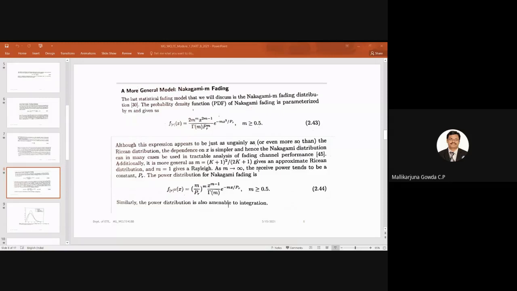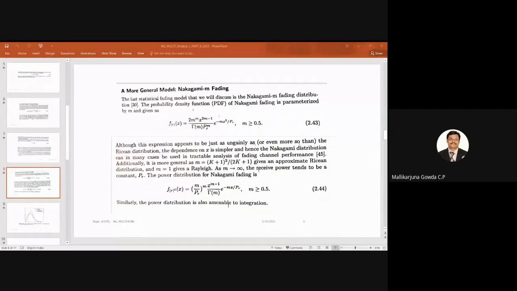What is that m? Here m is defined as (k plus 1) whole square divided by (2k plus 1), and k, as I said in the previous case, is mu square divided by 2 sigma square. With that, when m is equal to 1, we say it is a Ricean distribution, if I substitute m as 1. As the value of m tends to infinity, the received power tends to become constant. The power distribution for Nakagami fading is this, where the value of m is greater than or equal to 0.5.